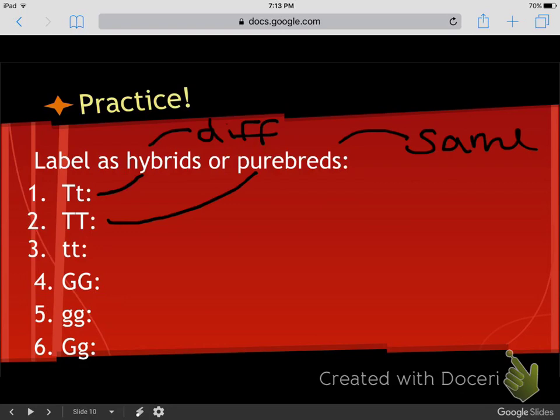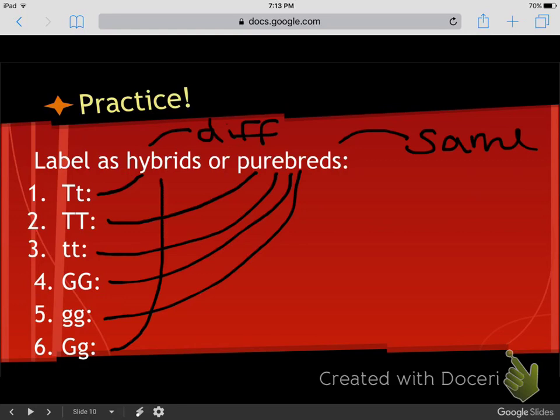Little t, 2 of the same alleles, purebred. Big G, same alleles. Little g, same alleles, so all those are purebreds. And then big G, little g makes it a hybrid because they are different. One capital letter, one lowercase letter. Now remember that there is other examples of this vocab.